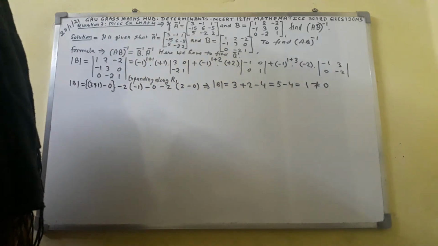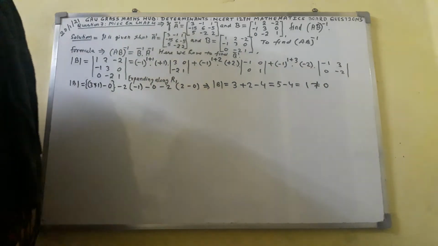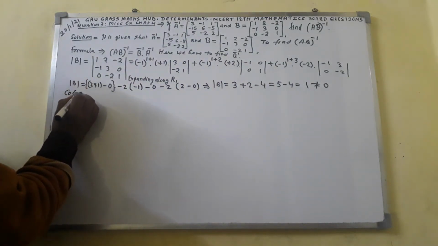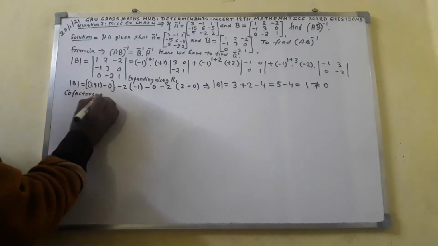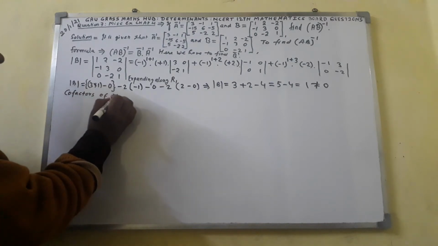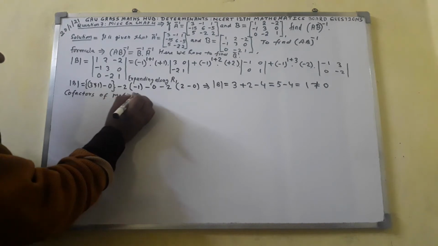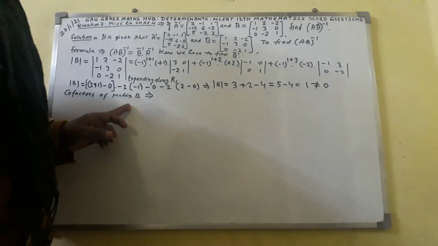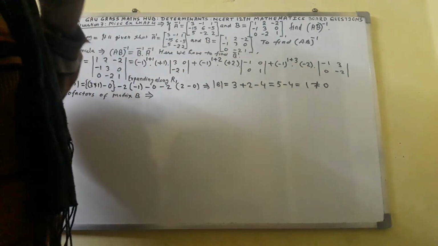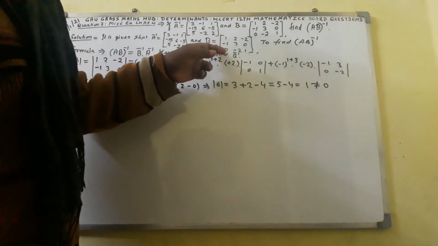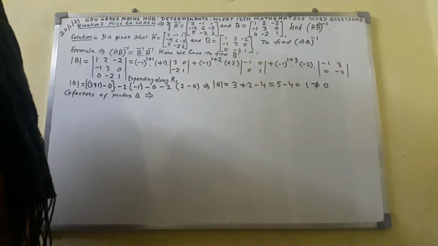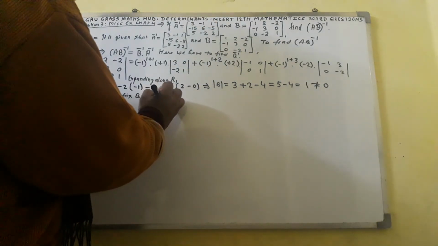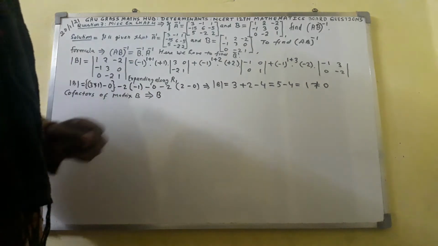For this one I have to get cofactors of matrix B. So here I shall write cofactors of matrix B. This is the matrix B of which I have to get the cofactors. So if I take this element 1, here write B because B matrix is there.